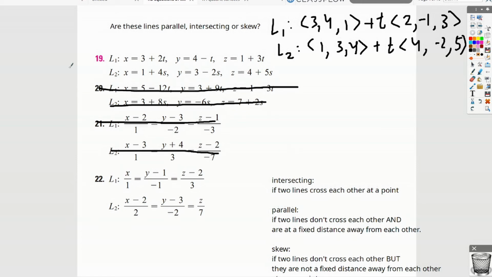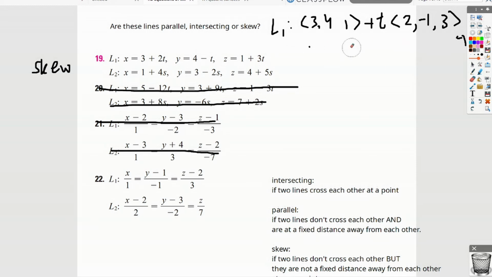So the only designation they could be left is skew. So these lines are skew.